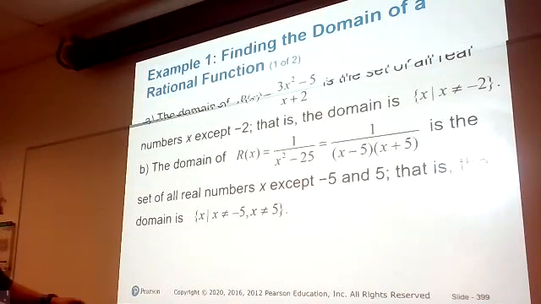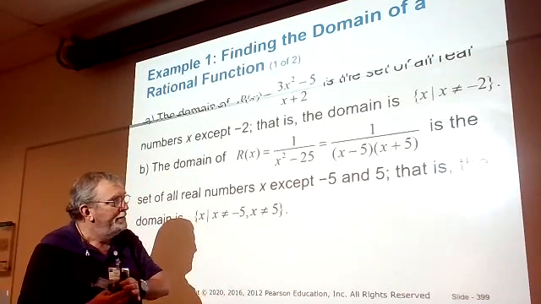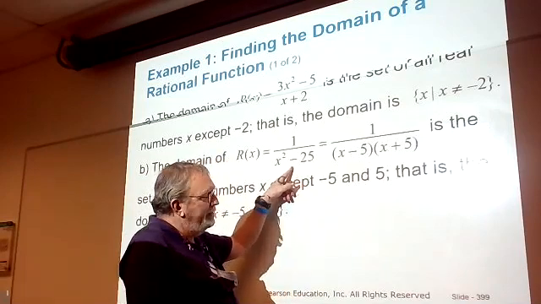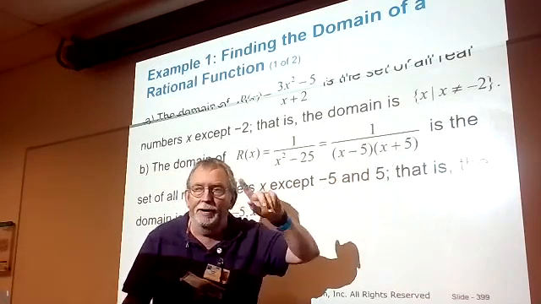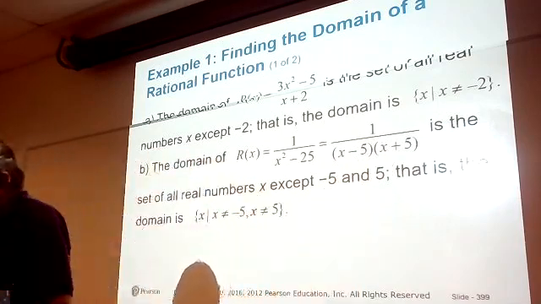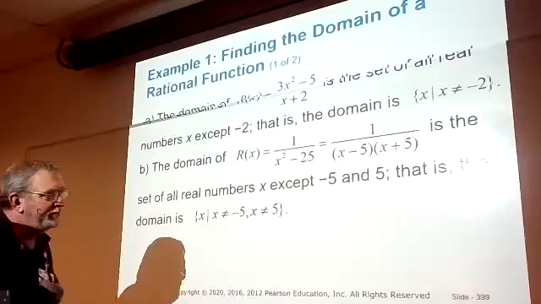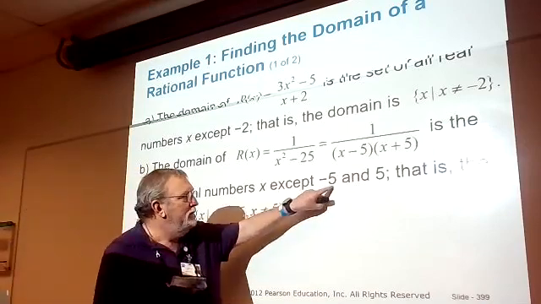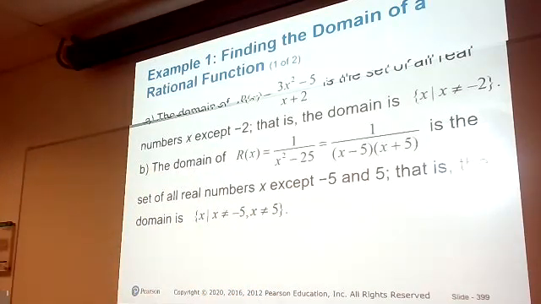So the domain is a set of all real numbers such that x is not -5 and x is not 5. So we always want to factor things. Here's the difference of two squares. Factoring the difference of two perfect squares is the sum and difference of the two square roots. Square root of x squared is x, square root of 25 is 5. So it's x minus 5 and x plus 5. And you set each of those equal to 0, and that tells you that -5 and 5 cannot be in the domain because they make the denominator 0.